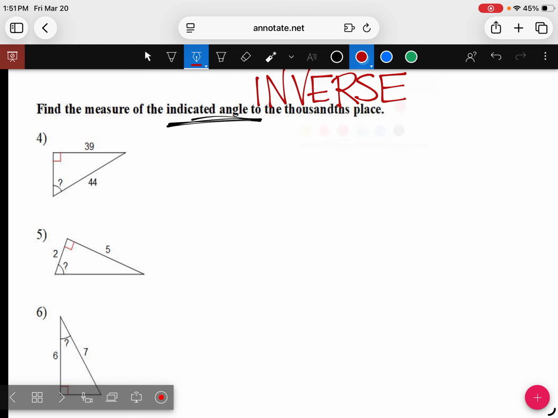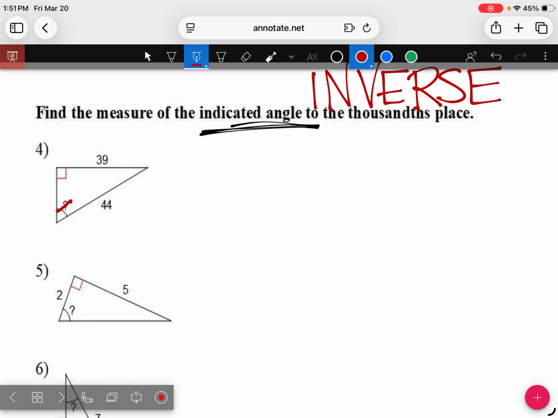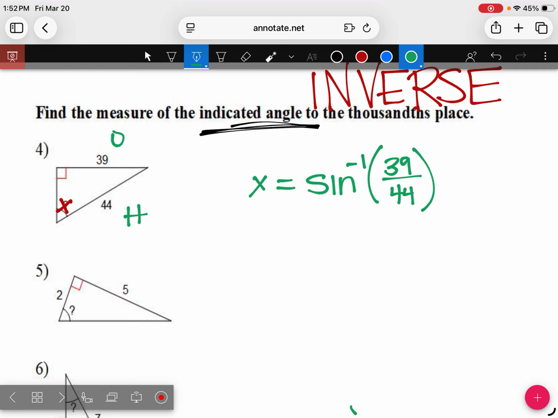So this is x. X is right here. All right. What is the 44 in this triangle? Hypotenuse. What is the 39? Opposite. What trig ratio am I using? Sine. So now to get x, it's going to be the inverse sine of 39 over 44. So hit the green key, then hit sine, and then type in 39 over 44.